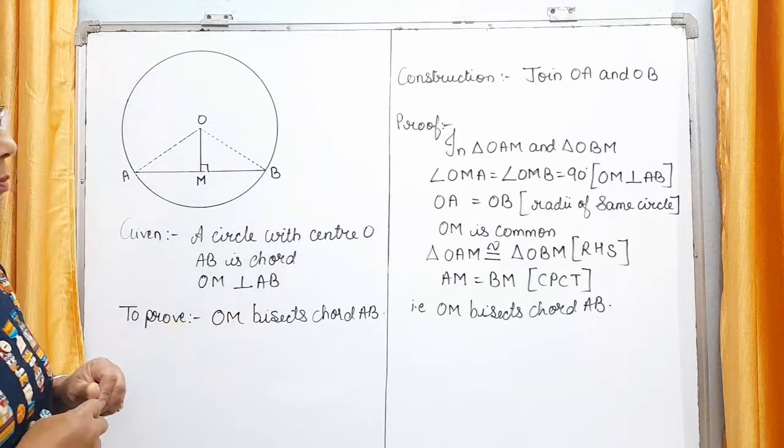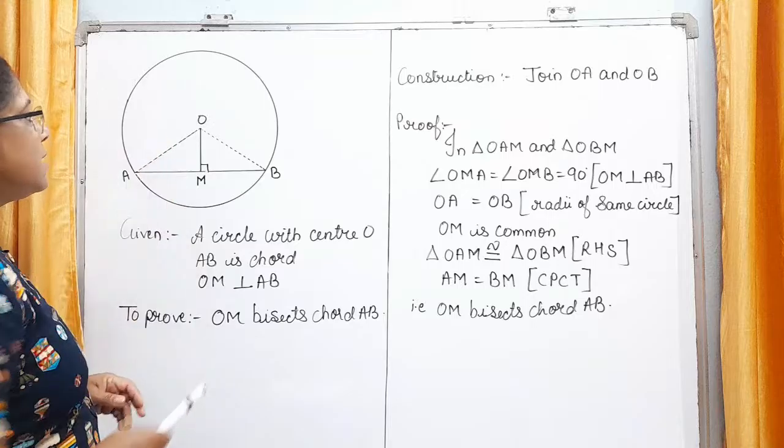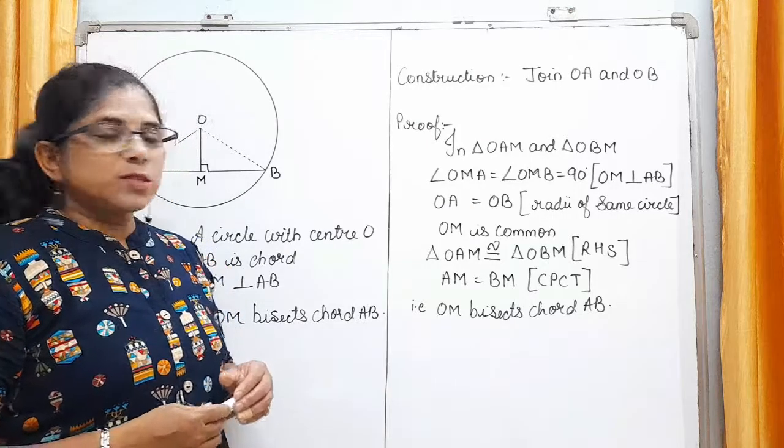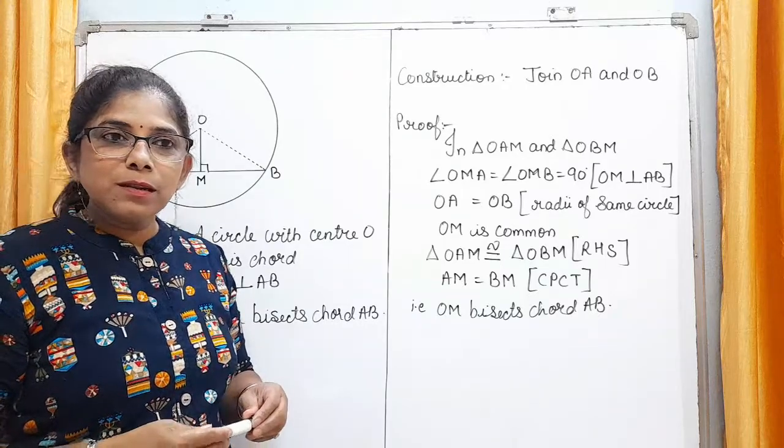So whenever we draw a perpendicular to a chord from the center, it always bisects the chord. So this was our third theorem of chapter circle.